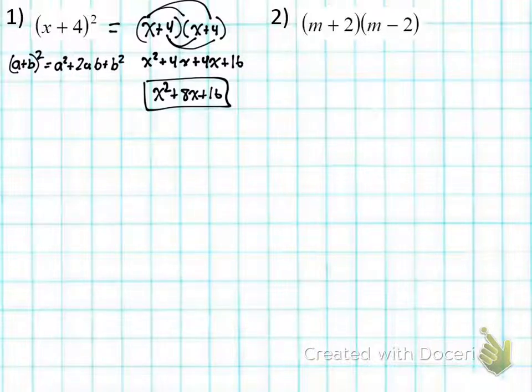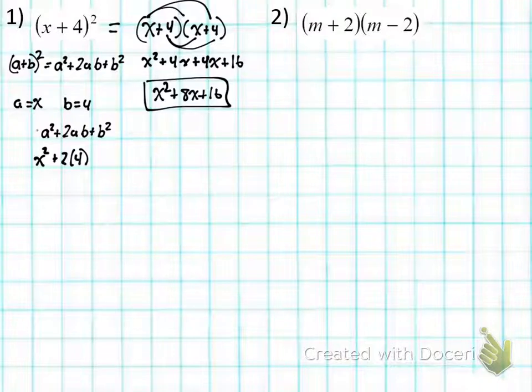I recognize that, so first I identify what a is. By the way, you do not have to write this down every time; once you get good at it, you don't have to. a is equal to the first term, which is x, and b is equal to 4. Then I write out the formula underneath and replace a with x: x squared plus 2 times 4 times x plus b squared, which is 4 squared.